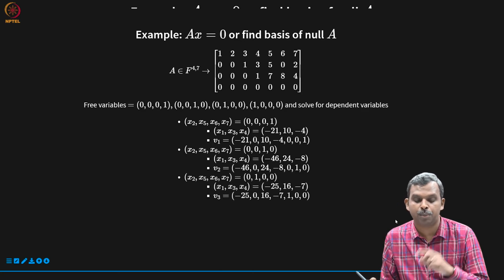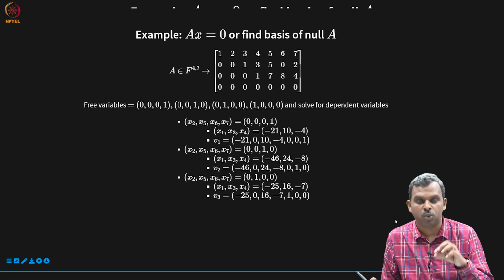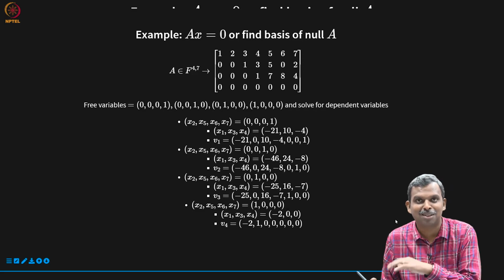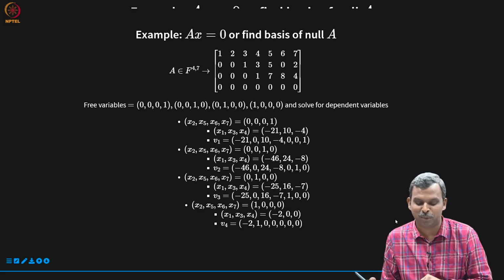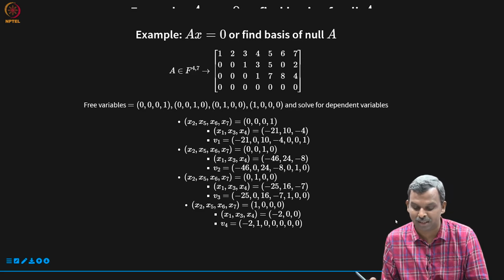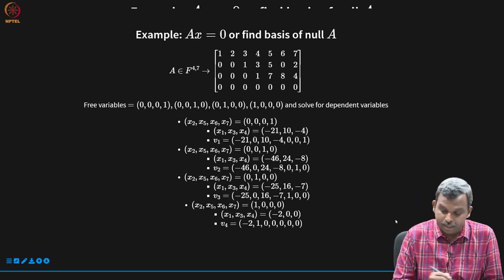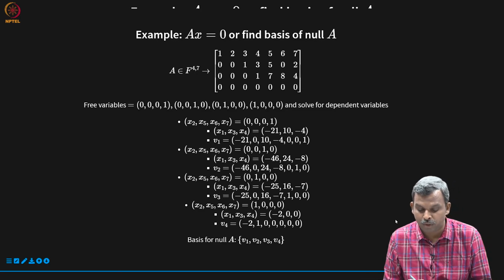Likewise v3: again put 0, 1, 0, 0, solve for the free variables, solve for the dependent variables, you know v3, right? And then you put 1, 0, 0, 0, this is the easiest to solve, everything else becomes 0, only the first equation matters. So you can put minus 2, 1, 0, 0. So you get v4.